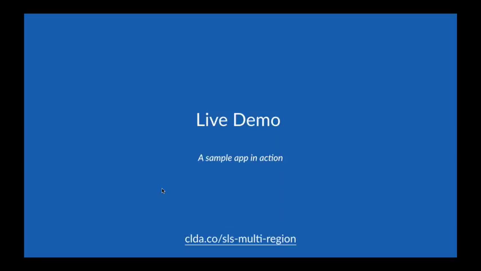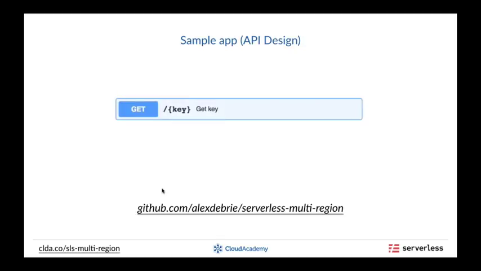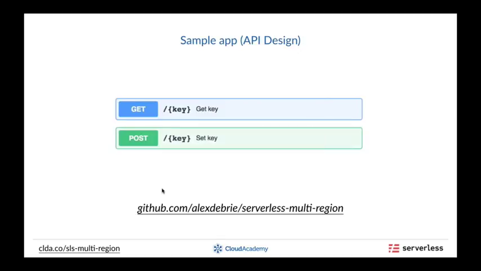So let me show you a live demo. Let me show you a real application that we have built. First of all, let me tell you about the application that we have designed to be able to show you a very simple API design. So this is the GitHub repo, and the application that we have defined creates 2 API endpoints, one for GET and one for POST. So you can either read a given key or write a value for that key with a POST request. So it is a very simple API design.